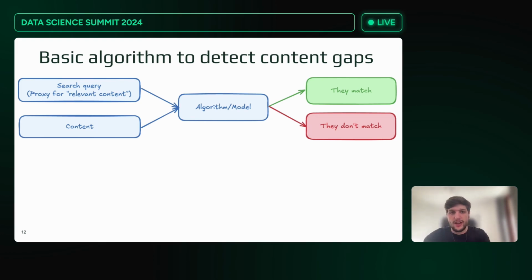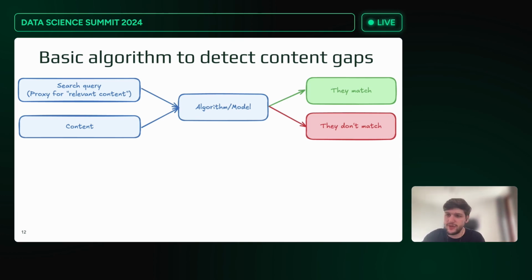gaps. On the left here on top, we have the inputs to our algorithm, which is, let's say, a search query, which is a proxy for relevant content, because if people search for it, most likely it's relevant content. And then we also take existing content and feed it into some algorithm or model. As an output, we'd like to have either a thumbs up or a thumbs down: they match or they don't match.